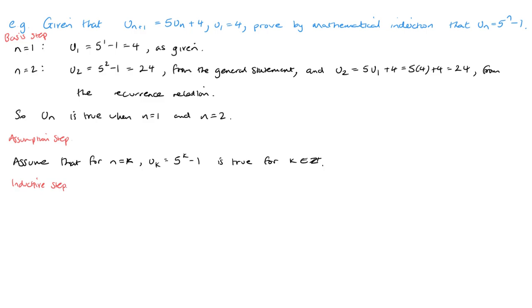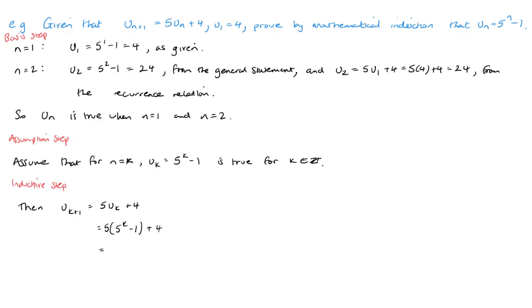Okay, so in this step we are using k plus 1. So u of k plus 1. Now this is going to be the recurrence relation. So that is 5u of k plus 4. Now for u of k, we're going to substitute this in. So this becomes 5 times 5^k minus 1 plus 4.